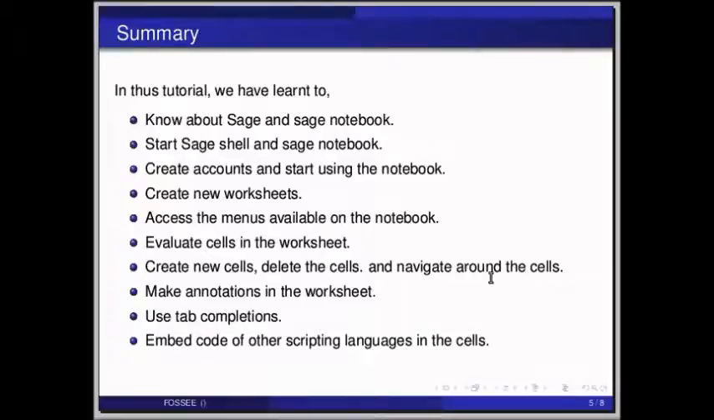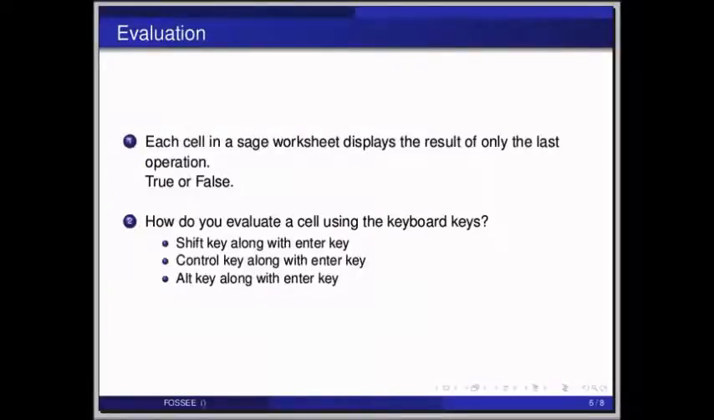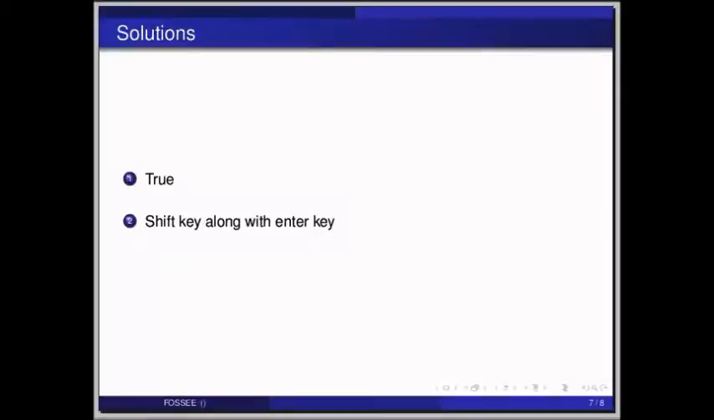So here are some self-assessment questions for you to solve. First one, each cell in a Sage worksheet displays the result of only the last operation, true or false. Second one, how do you evaluate a cell using the keyboard keys? Shift along with enter, then control key along with enter, then alt along with enter. Now the answers. The first one, the answer is true. By default, each cell displays the result of only the last operation. Second one, you have to press shift along with enter to evaluate a particular cell.